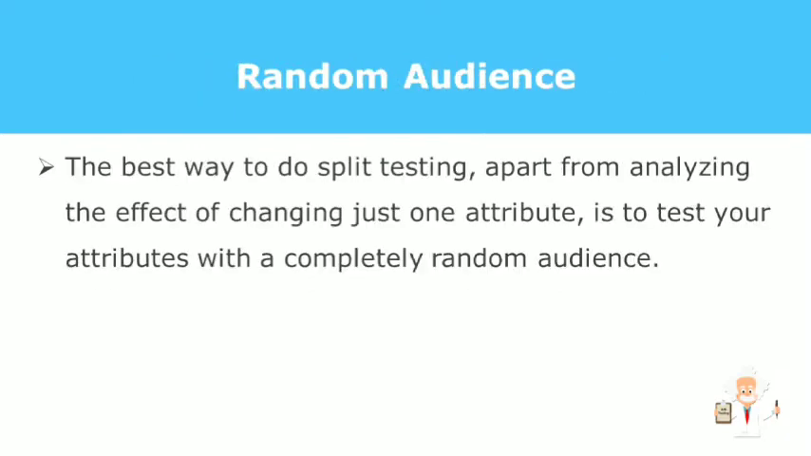Random audience. If only your JV list sees video thumbnail A and only your buyers list sees video thumbnail B, can you straight away use thumbnail A if it wins in an A/B split test? You can, but it won't be effective since different groups react differently. The best way to do split testing, apart from analyzing the effect of changing just one attribute, is to test your attributes with a completely random audience.